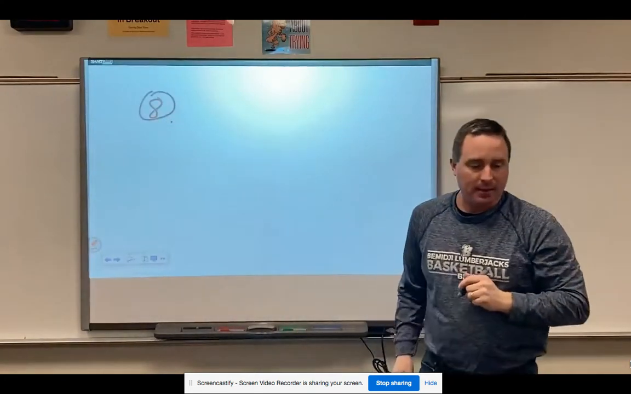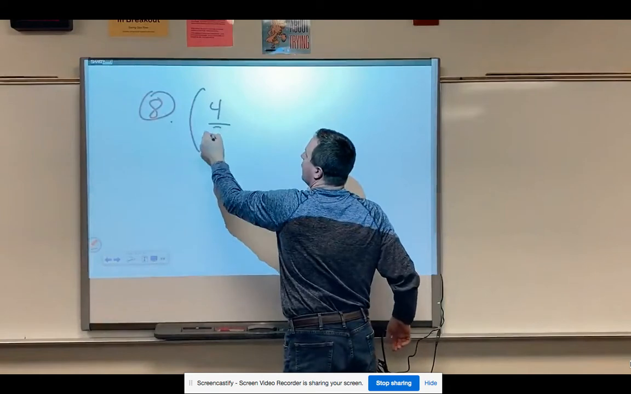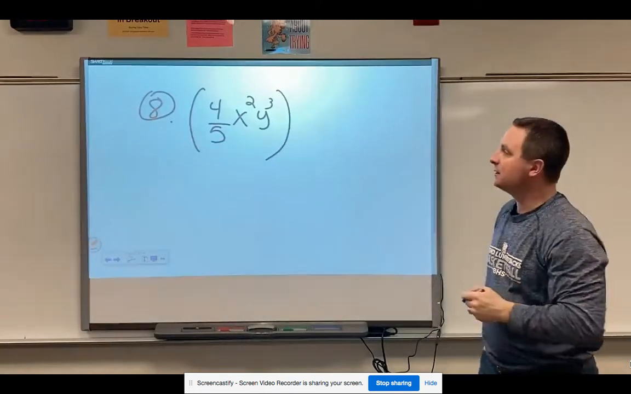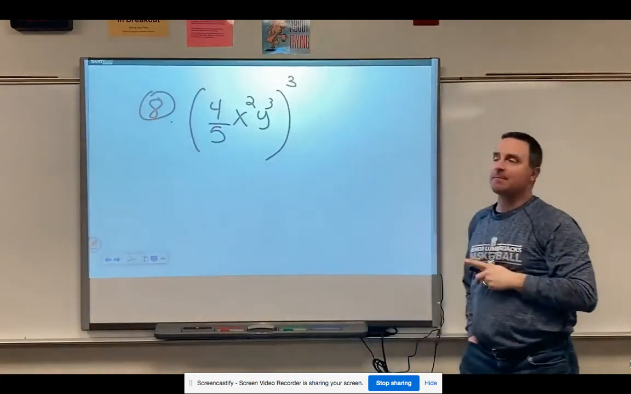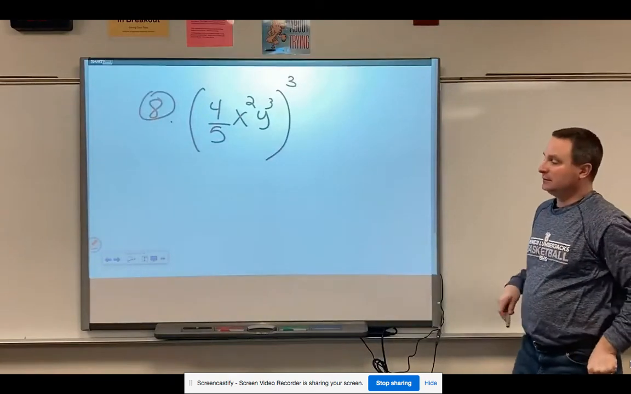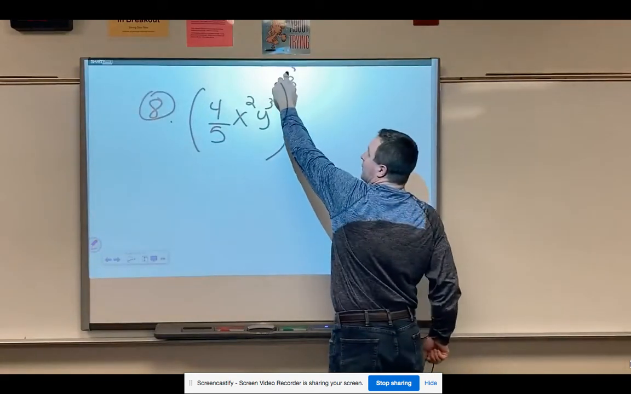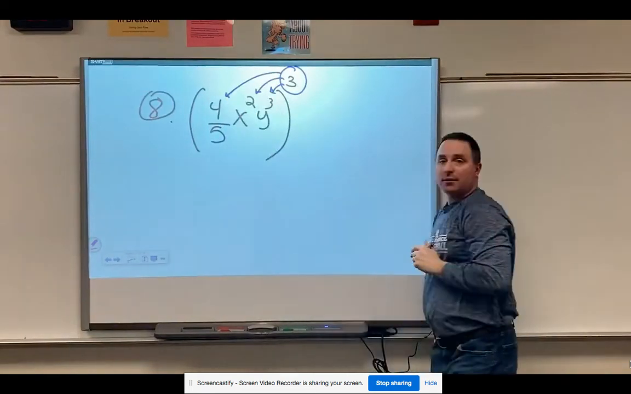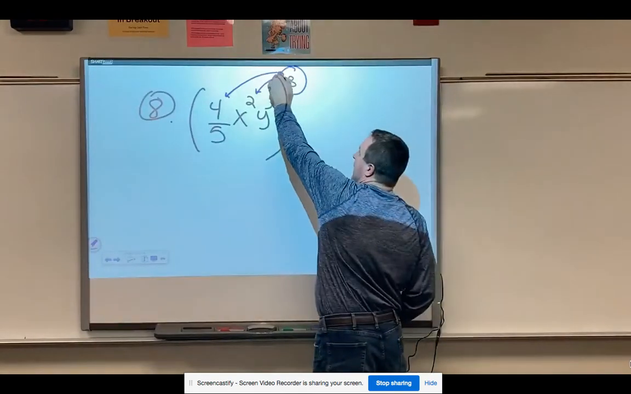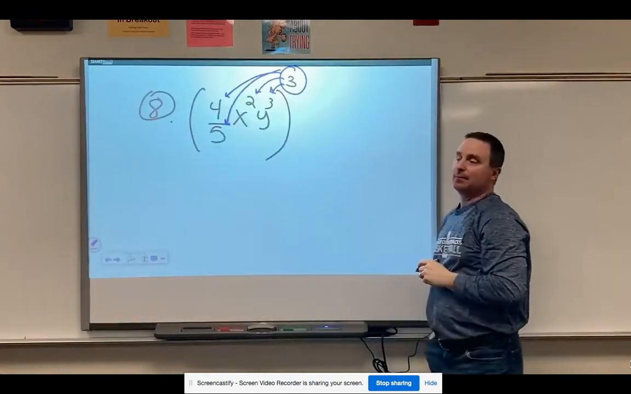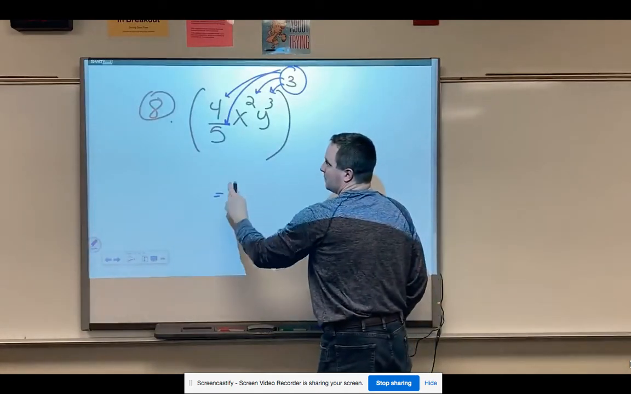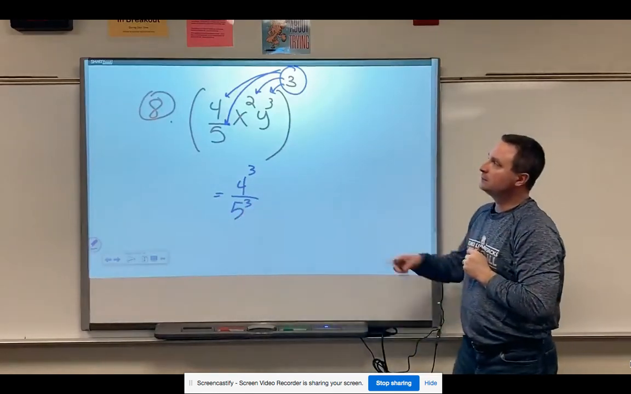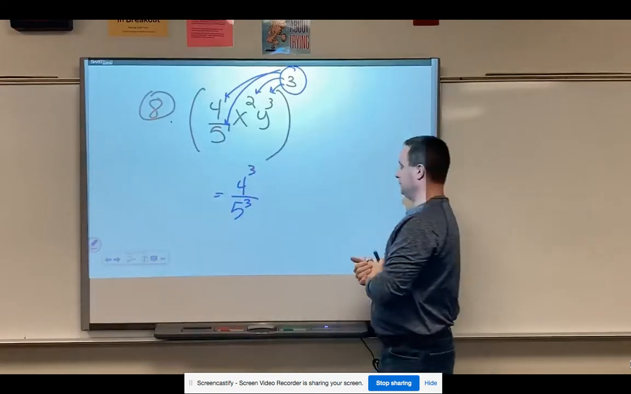Number 8. Okay, it looks like this. 4/5 x squared y cubed. And I'm going to raise that to the 3rd power. Okay? Again, it has a fraction in there. Just like we've been talking about, when there's one on the outside of the parenthesis, it distributes. That 3, the 3rd power, goes on the 4, and it also goes on the 5 down there at the bottom. Okay, so if I can do this, it'd be 4 to the 3rd power over 5 to the 3rd power. Because remember, these start out having a 1 on them.